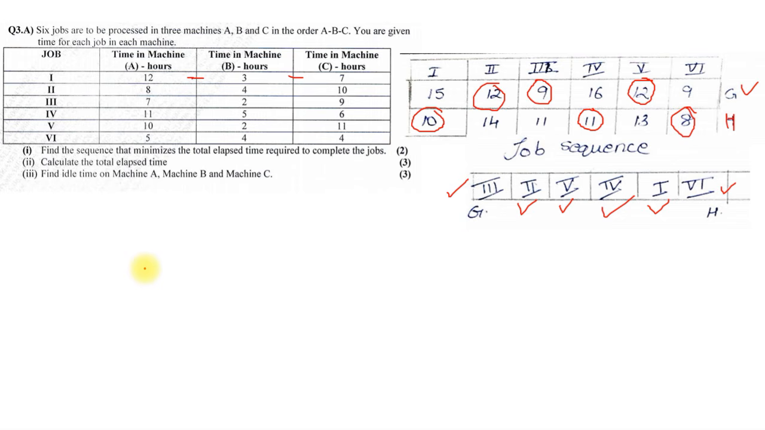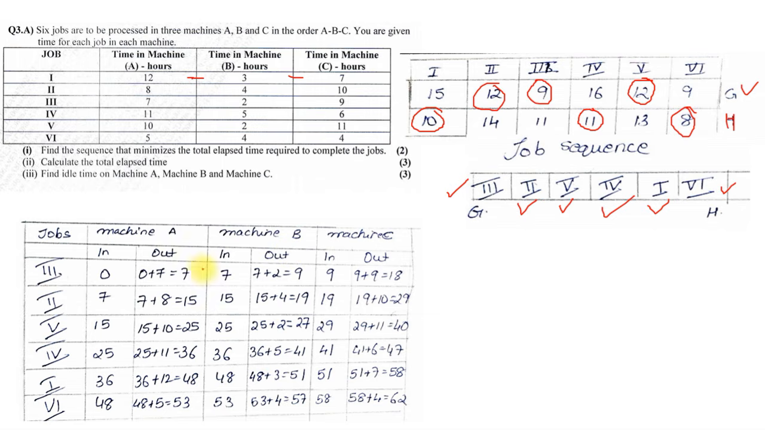Once we get that, we need to make a table where we'll have the job sequence, machine A, machine B, and machine C with in time and out time. So this is how it should look. We start with machine A. We noted down the job sequence. We started with 0. So 0 plus the value of the first job. Now this part is done, so again we have to look here.